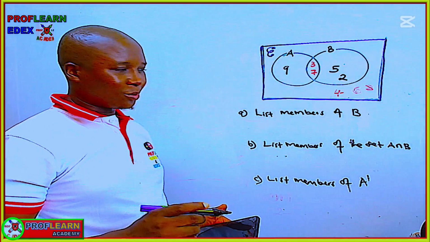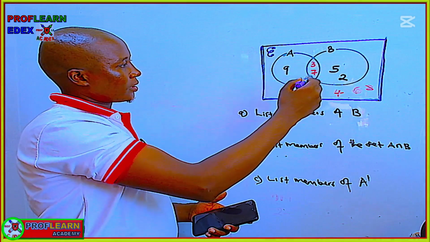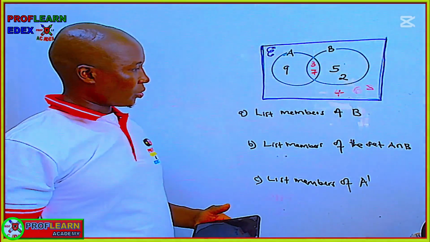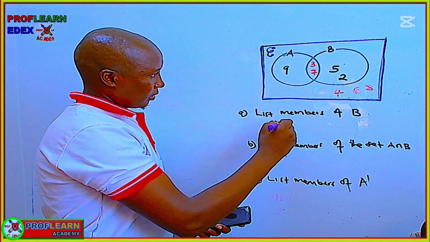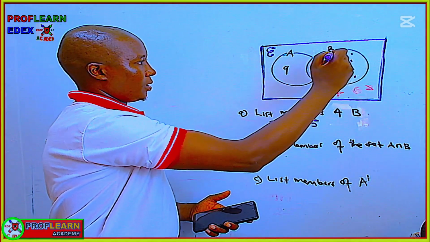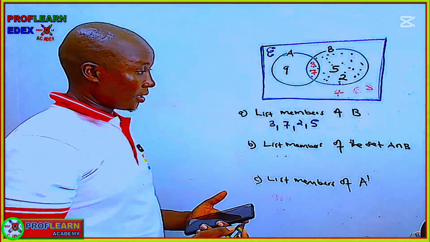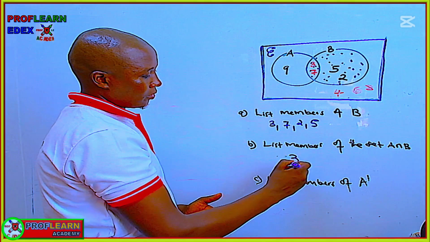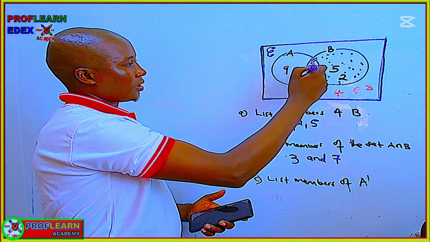And another concept that was tested is sets. We have 9 being in A, we have 3 and 7 being in the 2 sets, and 2 and 5 in B, not in set A. So we are supposed to state members of B. So members of B will be 3, 7, 2, and 5. Members in set B will be all these that we are having in this particular region, anything that is inside B. List members of A intersection B. A intersection B will be 3 and 7. Those are the members which are in the intersection. This is the intersection here.